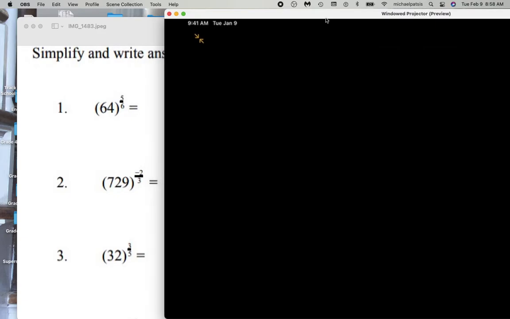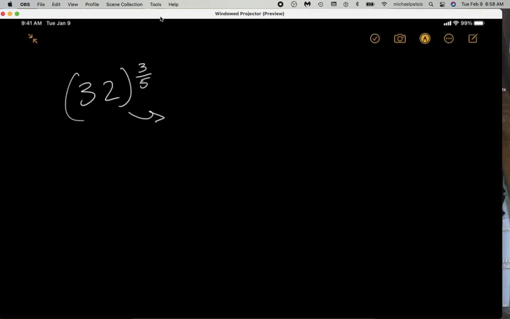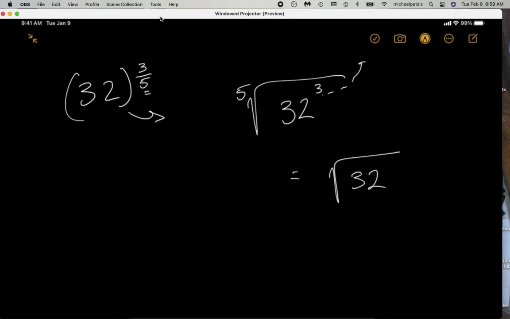32 to the 3/5 power. Again, when you see numbers like 32, 64, 8, always think about 2. It tends to be involved. 32 to the 3/5 power. So what's going on here? We draw our radical sign. This is our root. Put our base in, and there's the exponent. We take this, we flip it up. Now we have raised to the 3rd power.